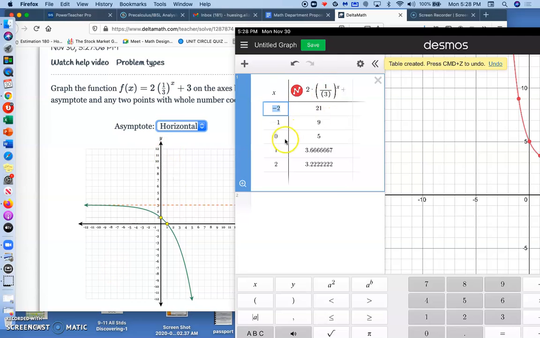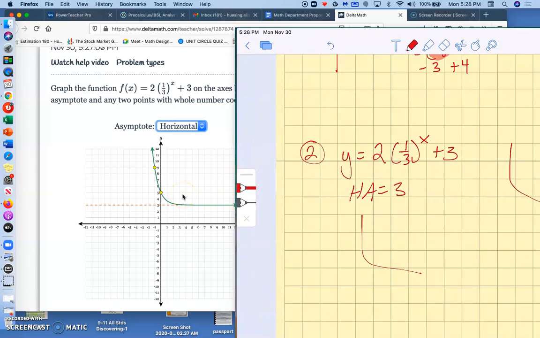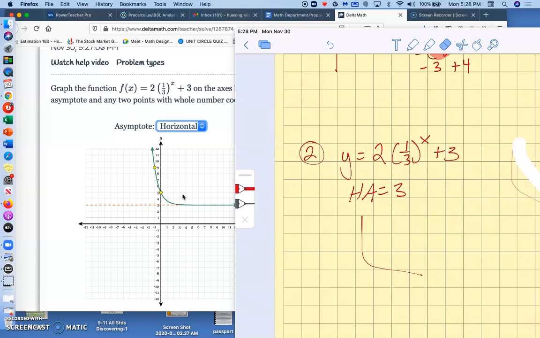And then again, hit that little wrench in table. So we need them to fit on the graph. So we have -1, 9. So there's 1 point. And then we have 0, 5. And again, to get that point on our own, we could make an XY table. And what makes a 0 in our exponent? Well, that's just when x is 0. Because if we type that in, 2 times 1/3 to the 0 plus 3, well, anything to the 0 power is 1. So 2 times 1 is 2, plus 3 is 5. And we have our graph.